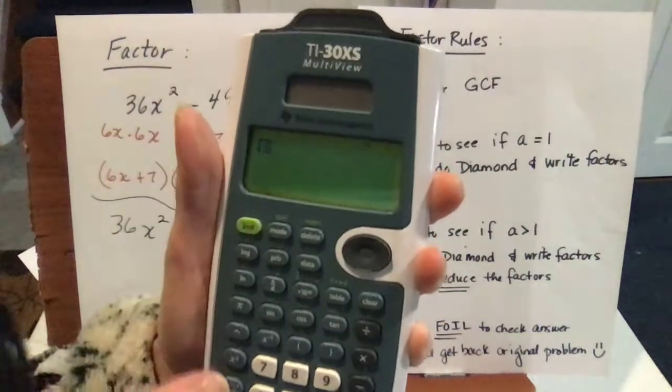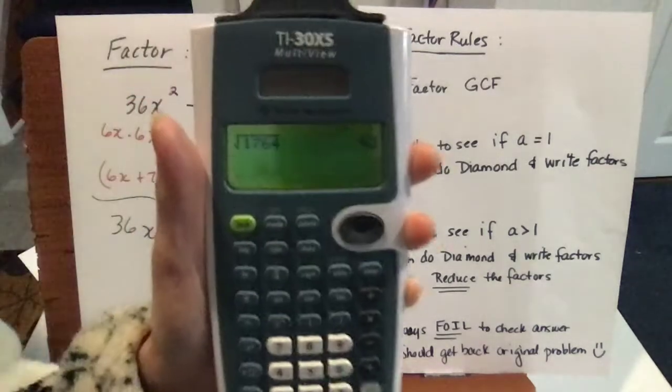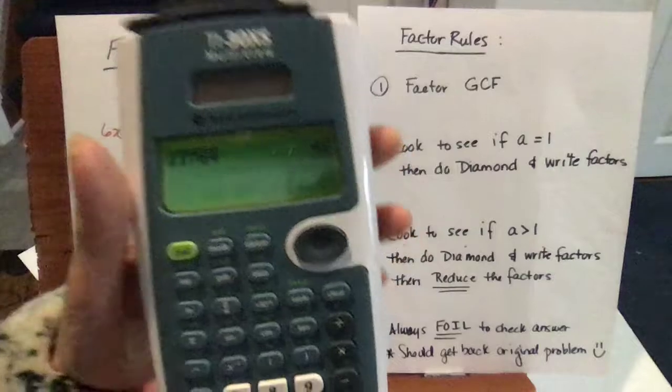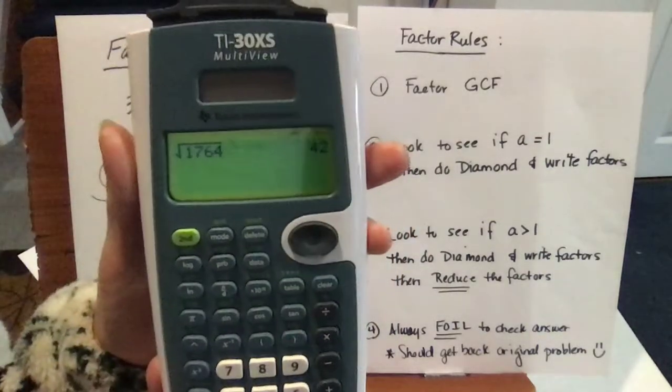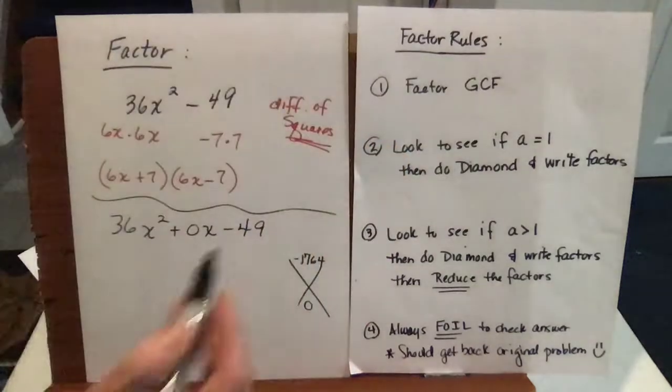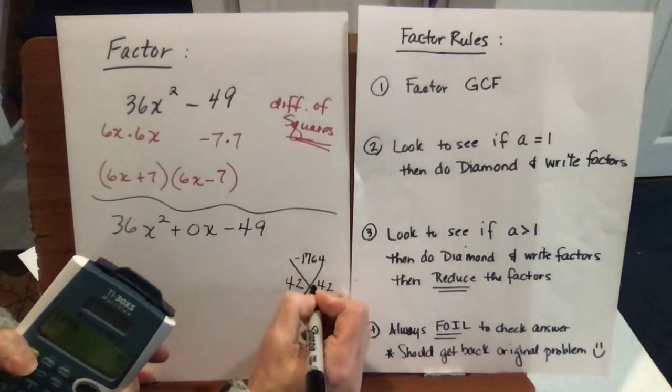So you'll hit second and x squared and put in 1764. And if that's a perfect square, it will come out as a perfect square, which is in this case 42, sorry, 42. Okay, so that means 42 will go here, 42 will go here. One of them is negative.